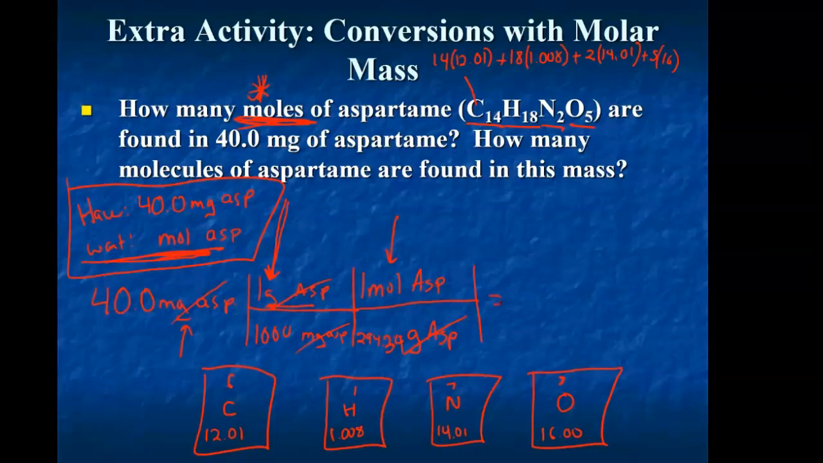Okay. So when we do this, 40 divided by 1,000 times 294.34. Here's what my calculator says: 1.35897 times 10 to the negative 4. Okay, practice for our quiz.